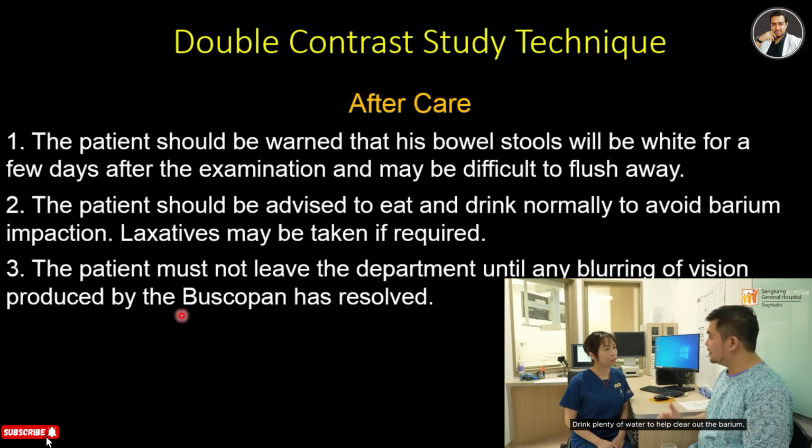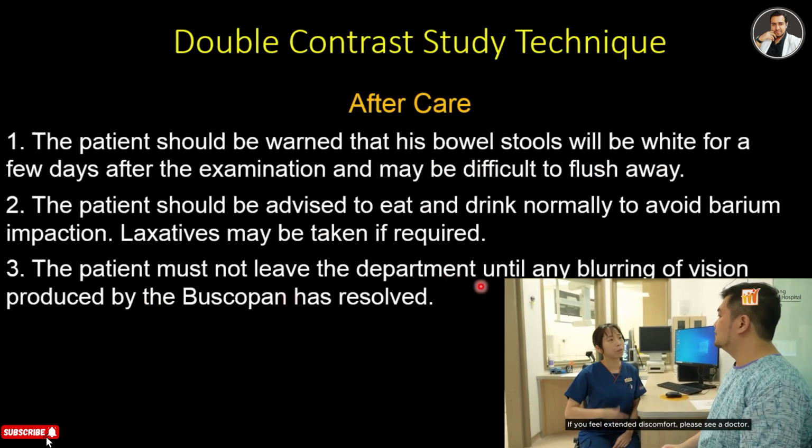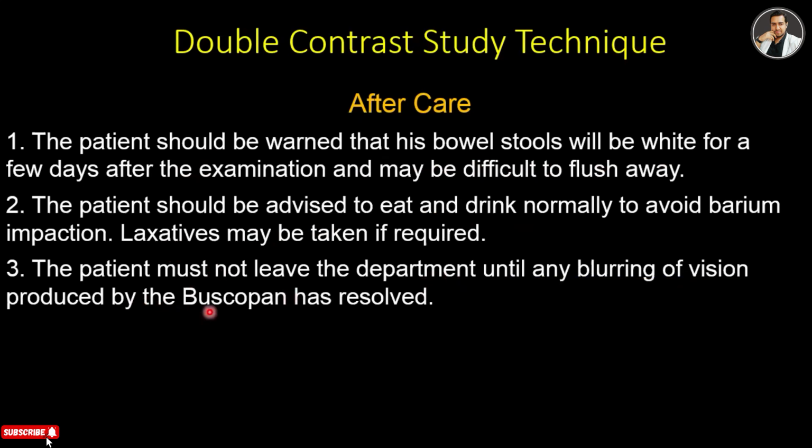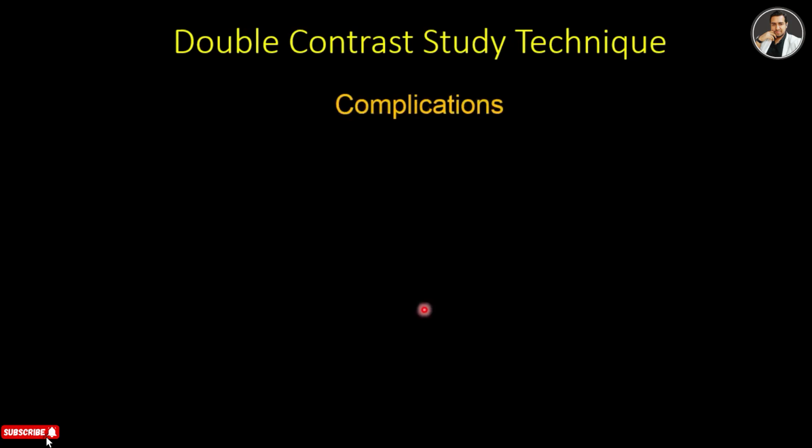And number 3 is that the patient must not leave the department until any blurring of vision produced by the Buscopan has resolved. So we give a Buscopan injection to reduce the peristalsis movement, and because of Buscopan, some patients may feel blurred vision. So you have to wait until the patient is okay.